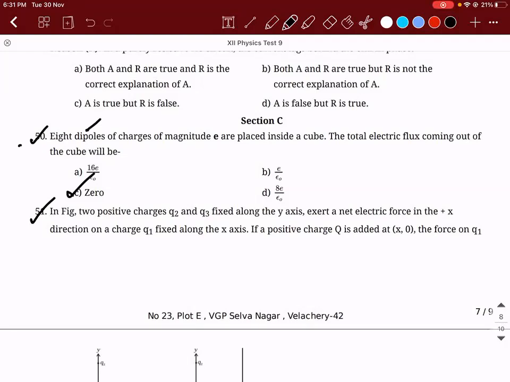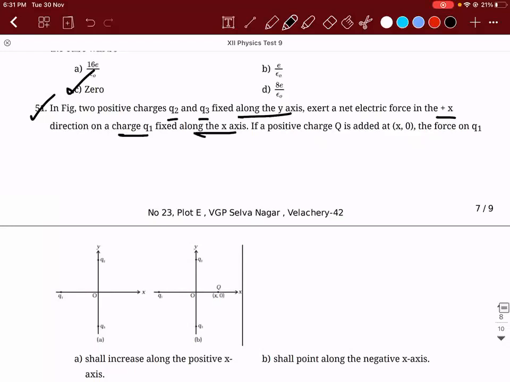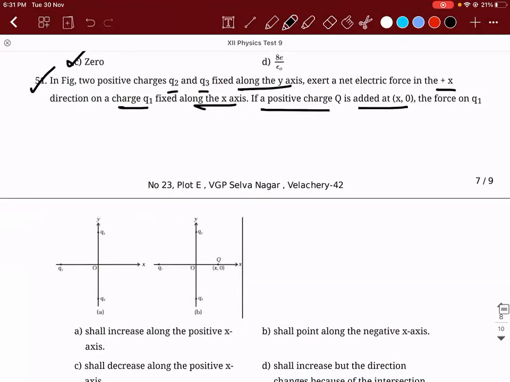51. In figure shown, two positive charges Q2 and Q3 fixed along the y-axis exert a net force in the positive x direction on charge Q1 along the x-axis. If a positive charge capital Q is added at x, 0, then the force on Q1 shall what? So what will happen? Two positive charges Q2 and Q3, fixed along the y-axis, exert a net force in the x direction on the charge Q1. They both exert a force like this, and the net force is acting along the x direction. If another positive charge capital Q is added at this point, then what will happen to the force here?